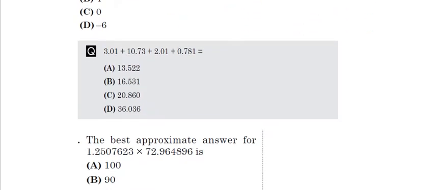Okay, so for this one, we just focus on the integer part. So integer 3 plus 10 plus 2 equals 15. So this should be more than 15. So those answers are wrong. It should be just a little bit more than 15, just like 16. Let's say here we have 0.7, 0.78. So that is okay, and we can choose answer B, right?